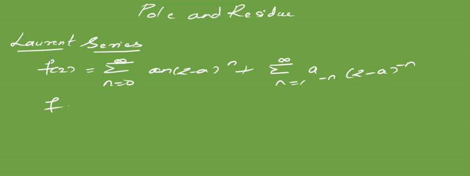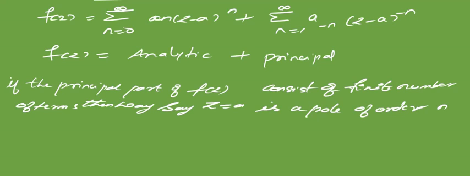We denote the positive and negative powers of z minus a as two parts. One part is the analytic part and the other part is the principal part. This is very important to understand the definition of pole and residue. The first part, the positive one, is the analytic part, and the second, the negative powers of z minus a, is the principal part. If the principal part of f of z, that means the negative powers, consists of a finite number of terms, then we say that z equal to a is a pole of order n.